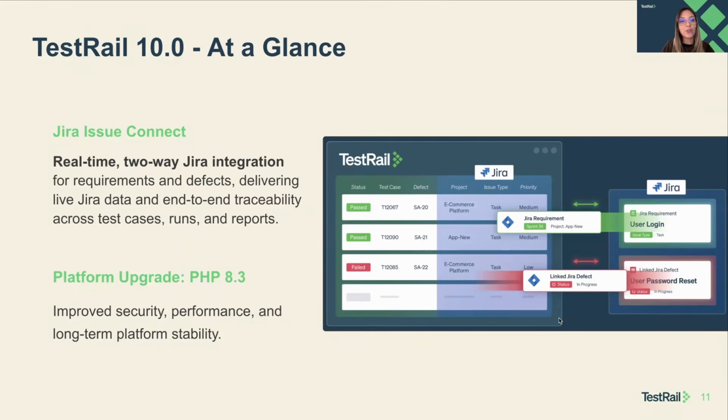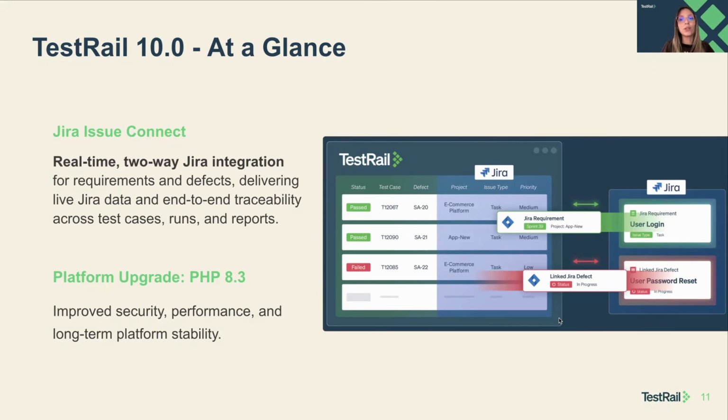And at the center of TestRail 10 is Jira Issue Connect. This is a new real-time two-way integration that brings Jira requirements and defects directly inside TestRail. Jira data will be live, it will stay in sync, and it will be available everywhere it matters, including test cases, test runs, and reports. And this unlocks true end-to-end traceability without duplicating data or even switching tools. 10.0 will also include a platform upgrade to PHP 8.3, strengthening our security, performance, and long-term stability.